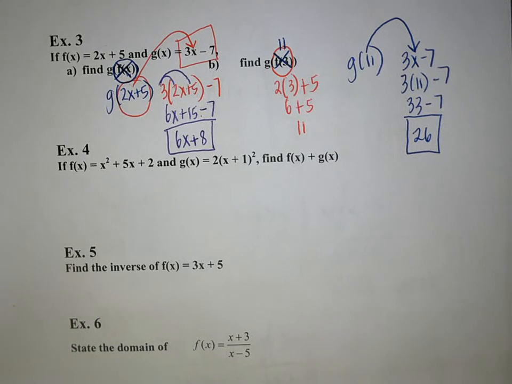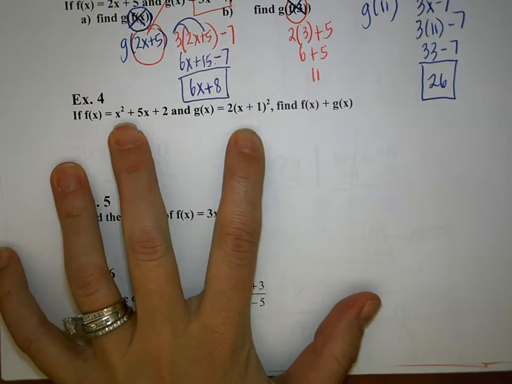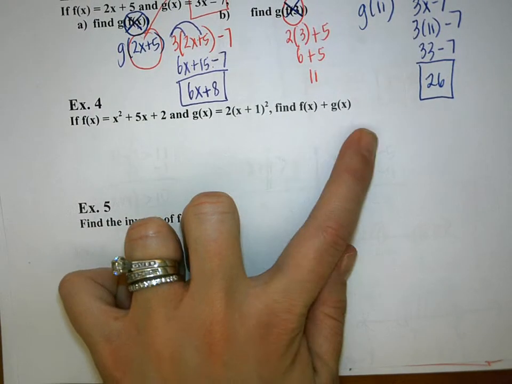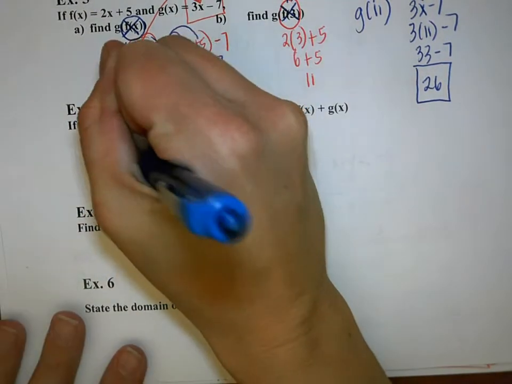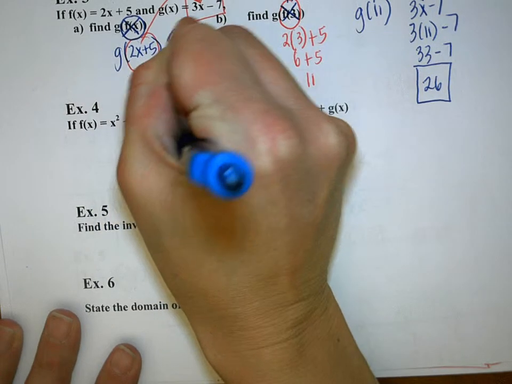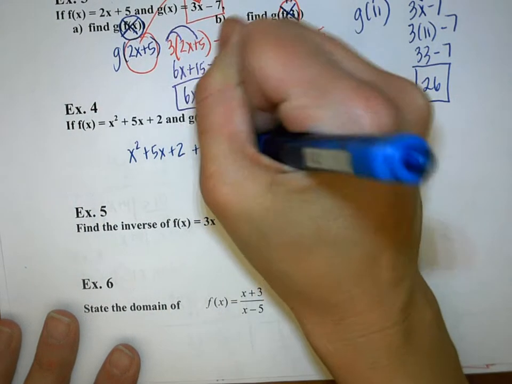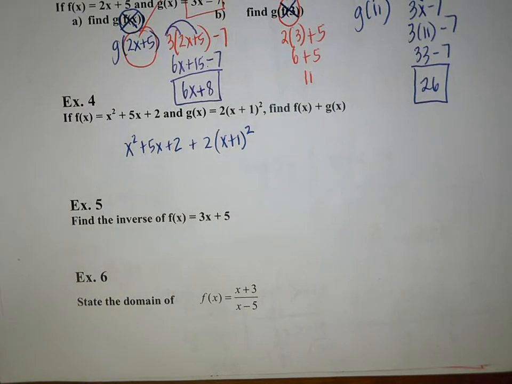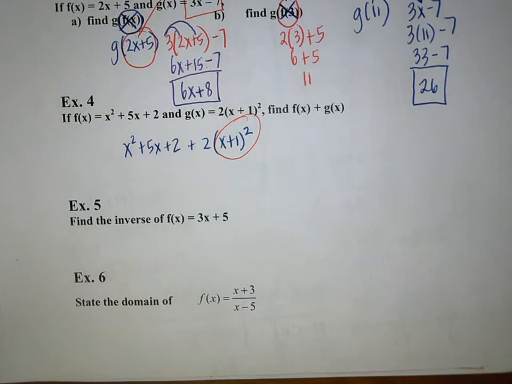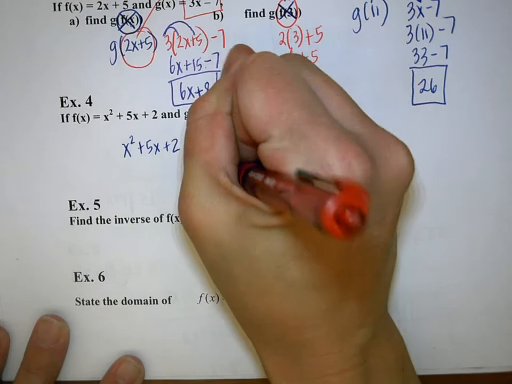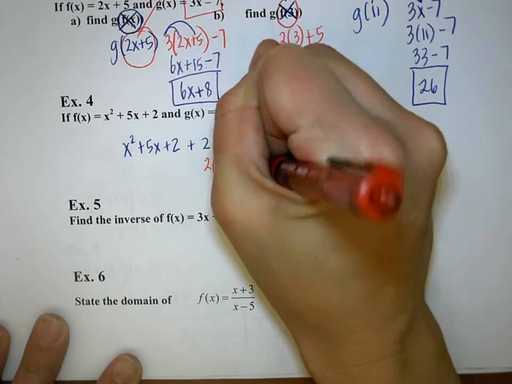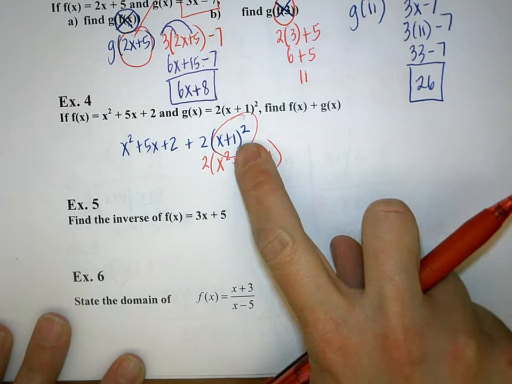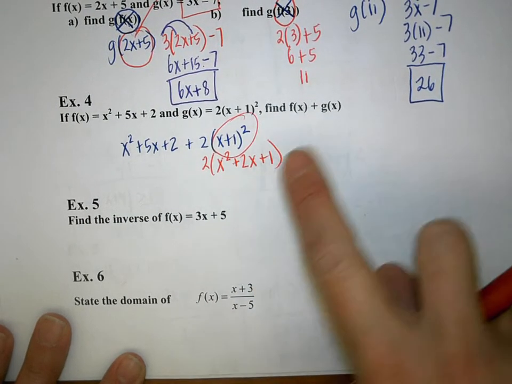Okay, example 4. We have different f of x and g of x. They want us to add them together. So that means we're writing this out. x squared plus 5x plus 2 plus 2 times x plus 1 squared. What would we need to do first in this problem? Good, you need to multiply this out first. You can use your box if you want to, or you can do it in your head. But this will end up being 2 times x squared plus 2x plus 1. Because 1 plus 1 makes 2, and 1 times 1 is 1.